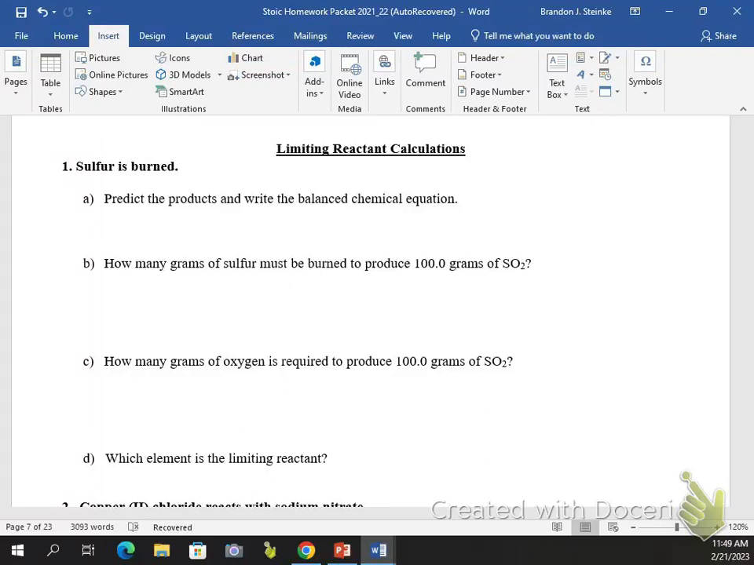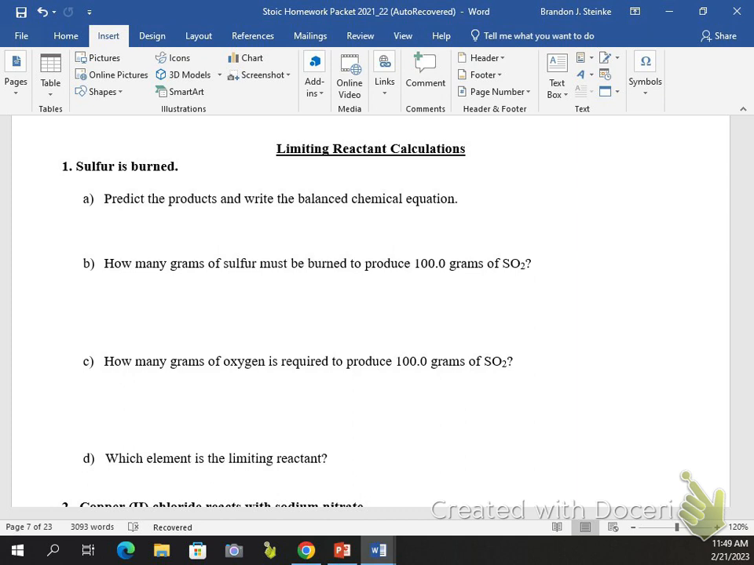So where limiting reactant comes from, people get paid to do this in the real world. I told you, stoichiometry is one of the more real life concepts that we do. People get paid to do this in the real world. Here's how, right? Here's a basic example.